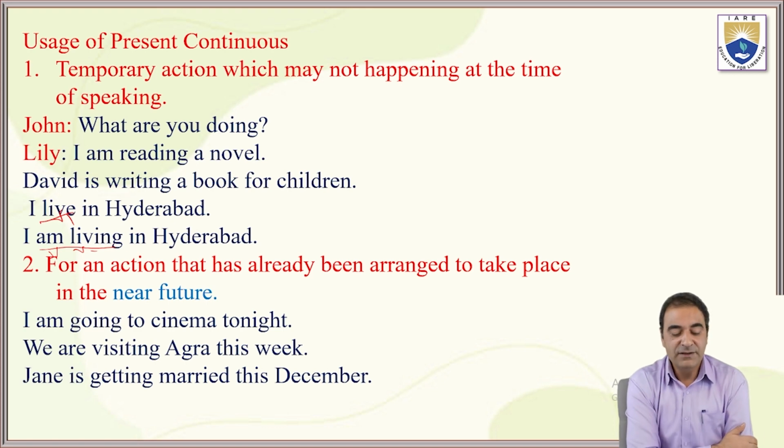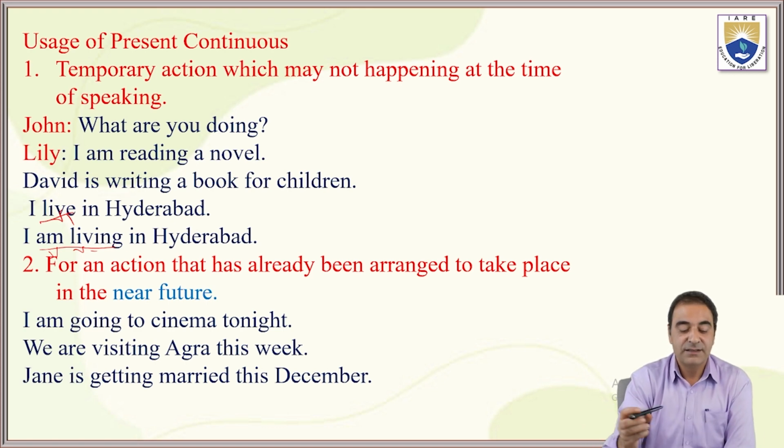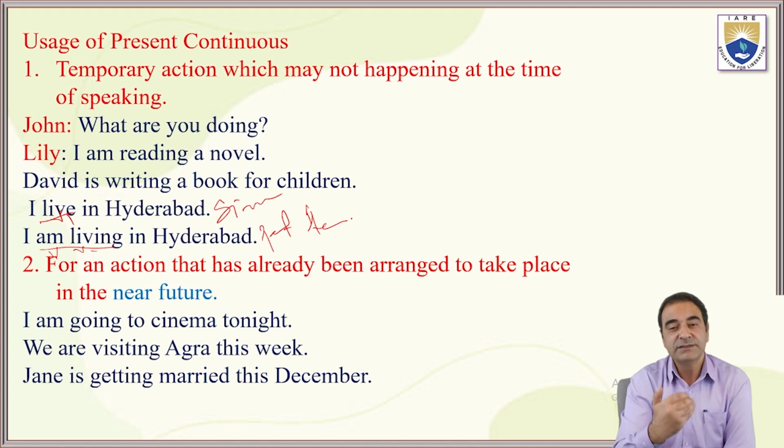Okay. Now the first sentence is in simple present, and the next is present continuous. That's why I told you that we use present continuous tense in order to show temporary action. For example, here I am living in Hyderabad. That means I am not the permanent resident of Hyderabad. I was not born here. I was not brought up here. I'm temporarily living in Hyderabad.